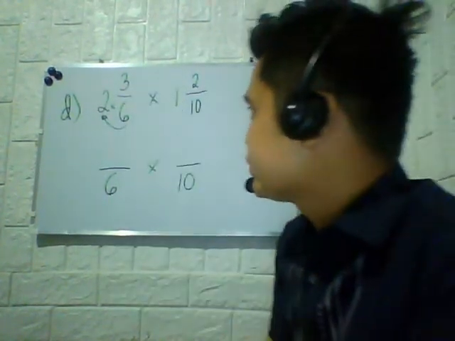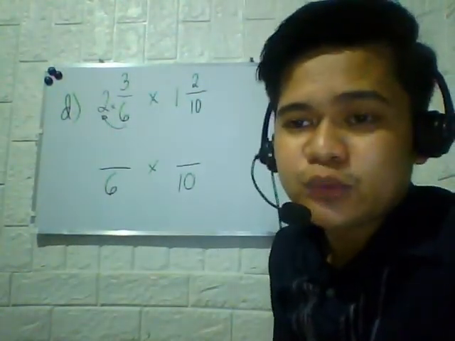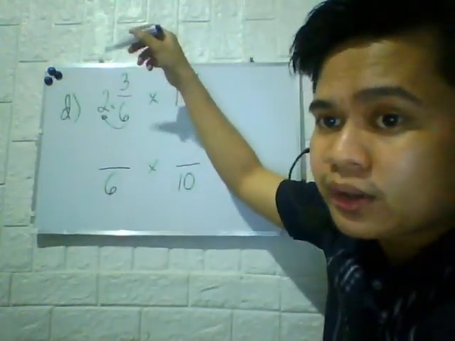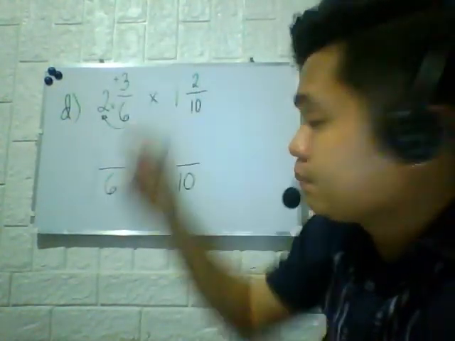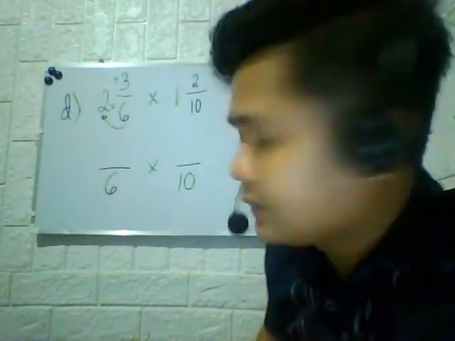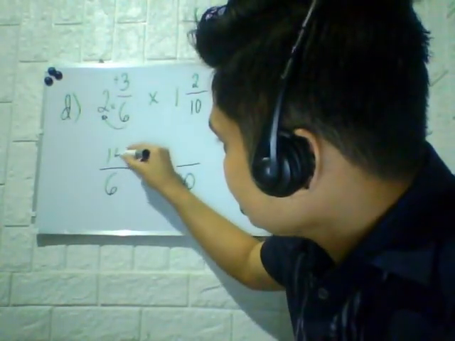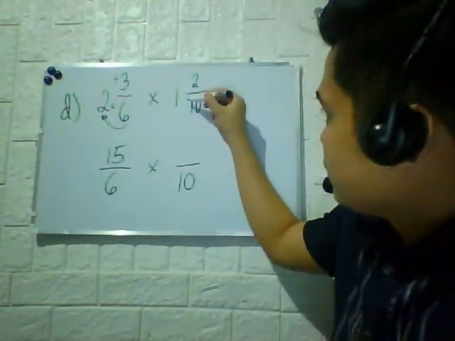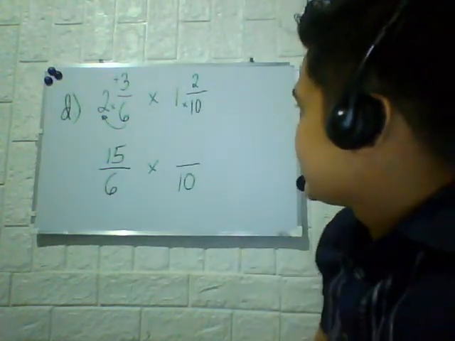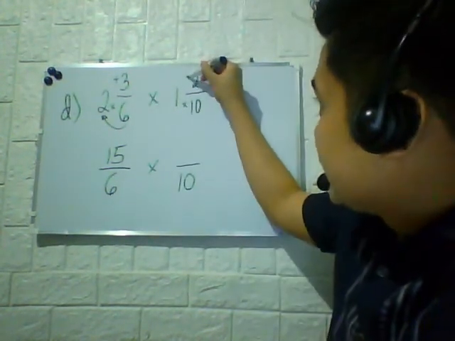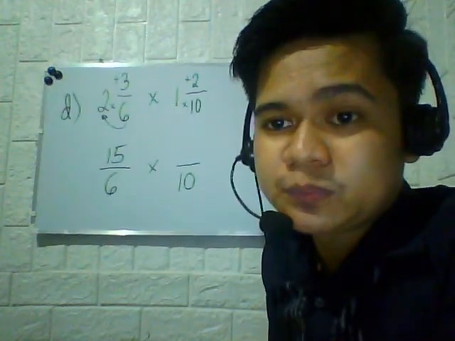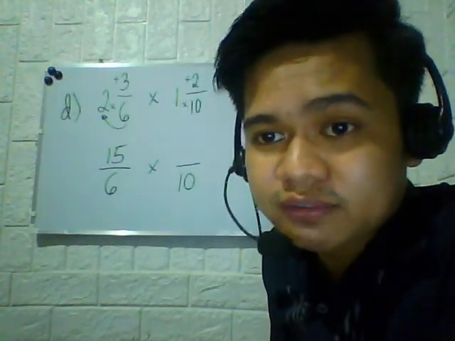2 times 6 or 6 times 2 is 12 pa rin naman. And then whatever you get, you add to the numerator here, which is 3. 12 plus 3, that is 15. Next, for this one, multiply din natin yung 1 sa 10. That's gonna be 10. And then add it to 2. 10 plus 2. Did you also get 12?